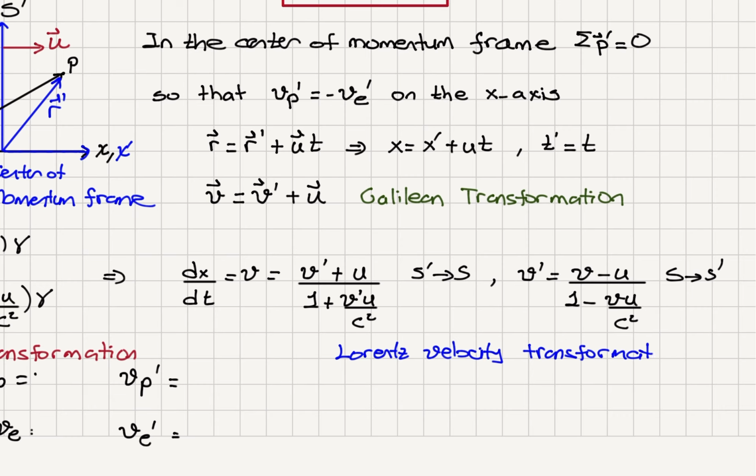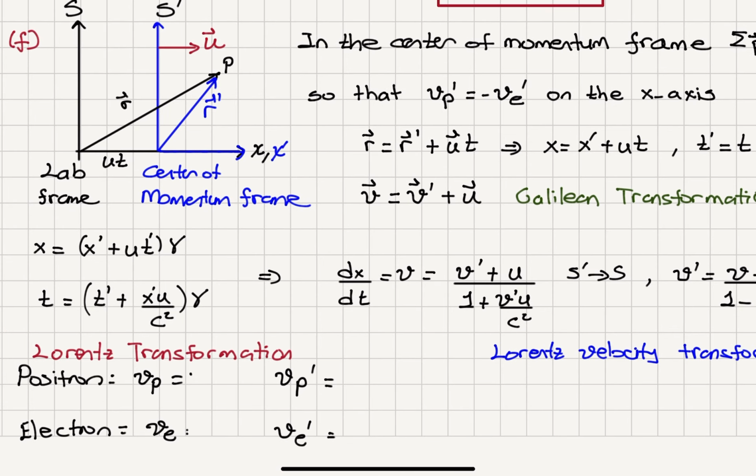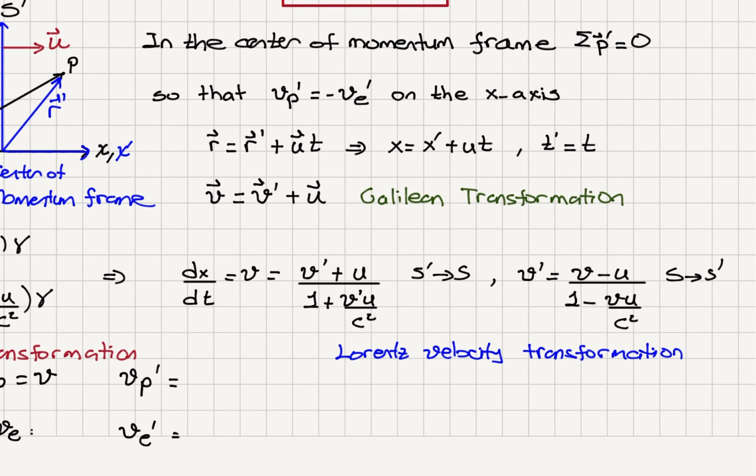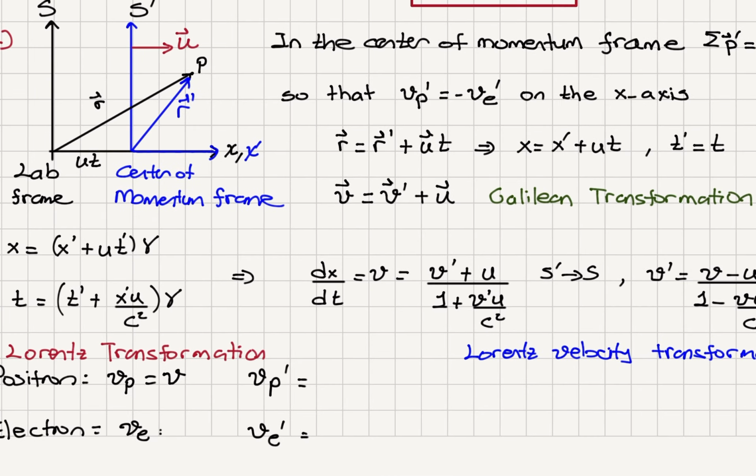Okay, so having recalled these results, let's see the application here. The positron in the lab reference frame is moving with a velocity v, and in the primed reference frame, going from the S frame to the S prime reference frame, it will be moving with v minus u over 1 minus uv over c squared, performing the Lorentz transformation.